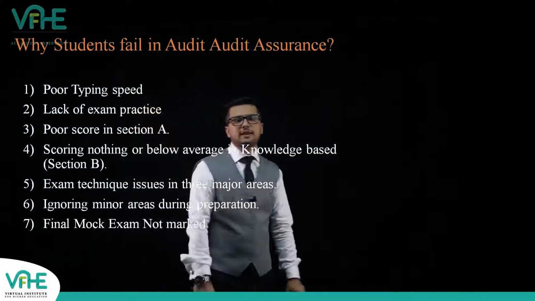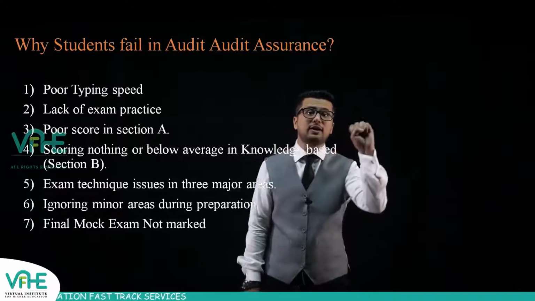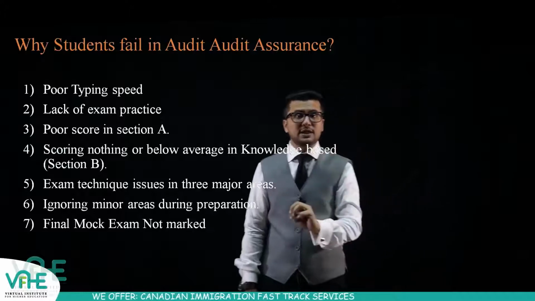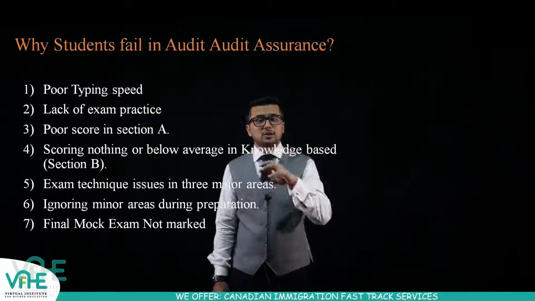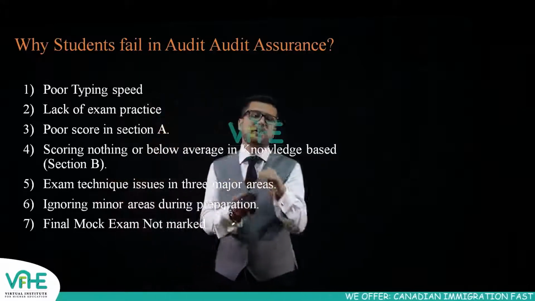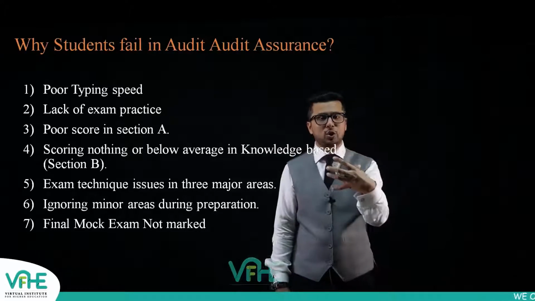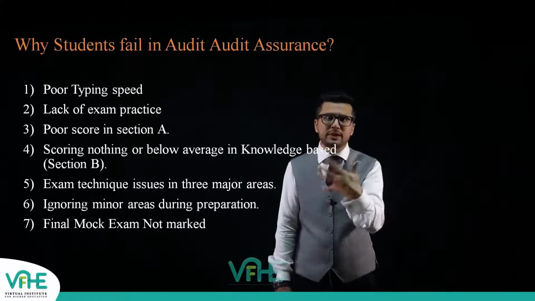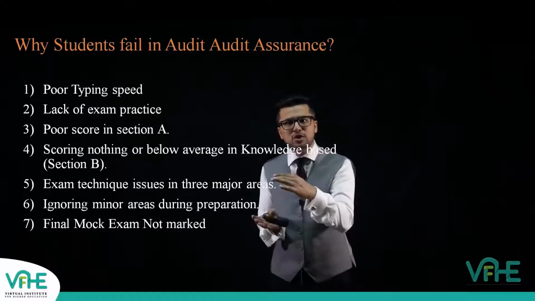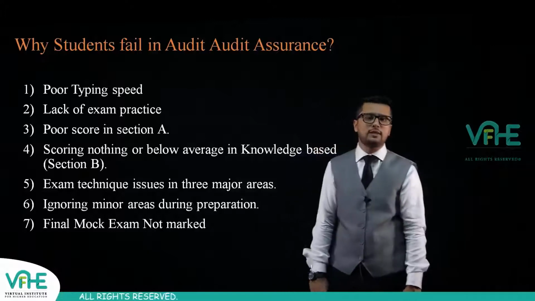Now, the fifth reason why students fail. The fifth reason has got to do with the three major areas. Those three major areas are risk, controls, and procedures. Now, there is a huge possibility that students are not well prepared, unfortunately, for these three major areas. We will make sure, using all my experience and technique, using all my dedication, that you are well prepared with respect to these major areas as well.